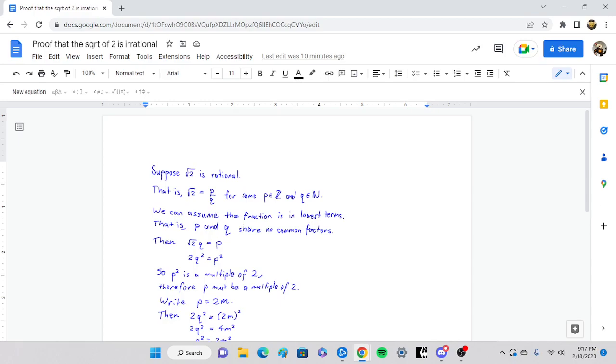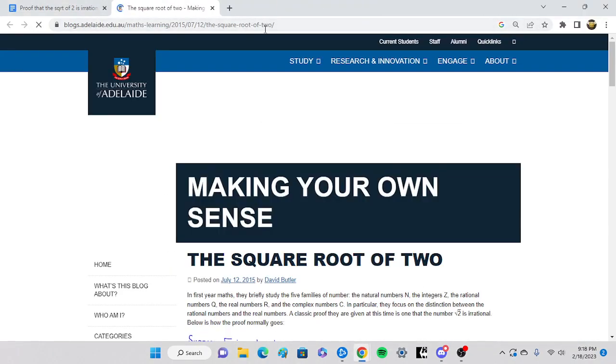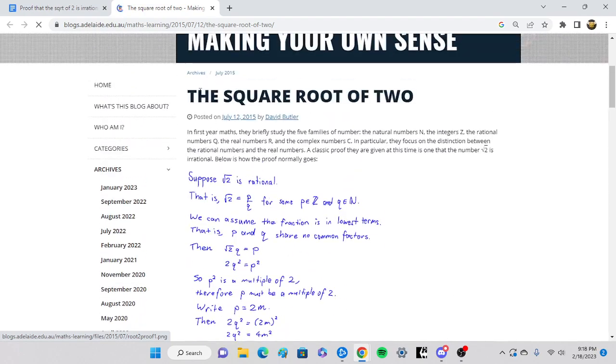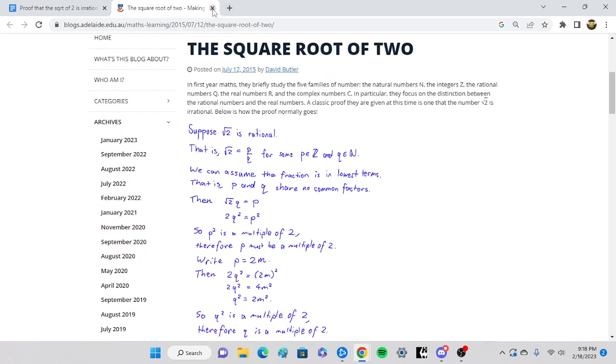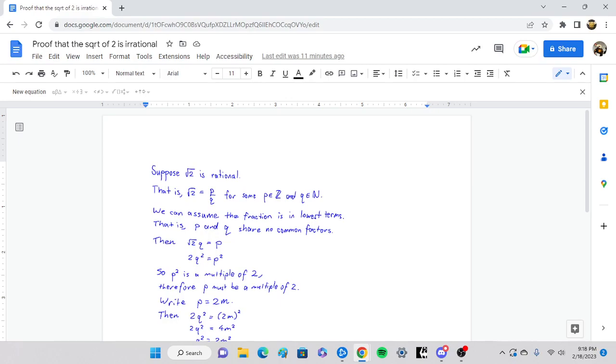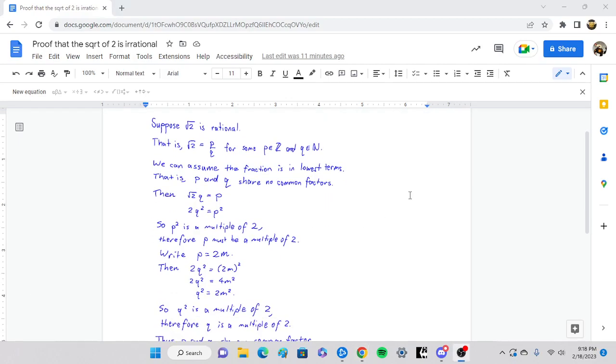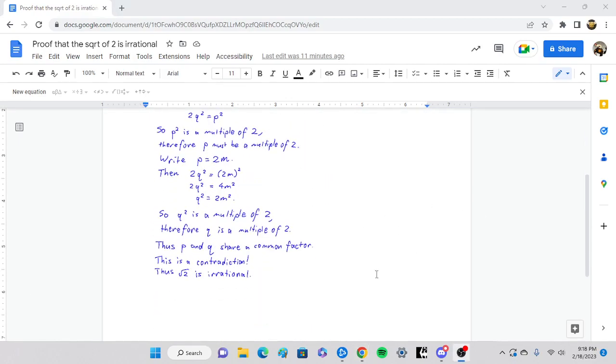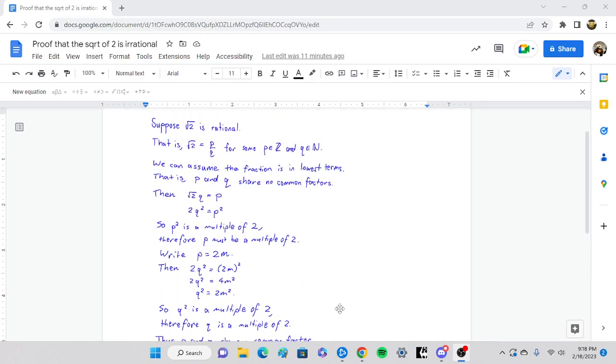Oh, and by the way, I got this off a random website. Hold on. Where was it? Oh yeah, the University of some place. Adelaide. This thingy. It gives a great explanation, but I'm gonna give a better one. So, you know what? I don't think we really need to use this proof.